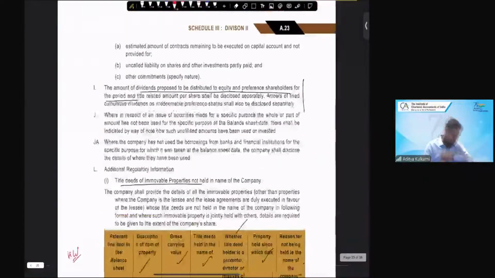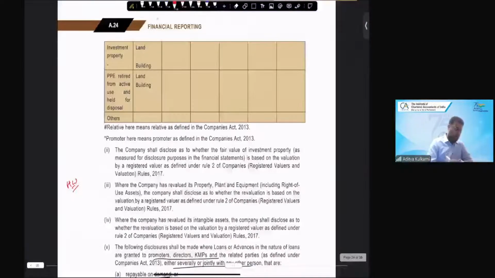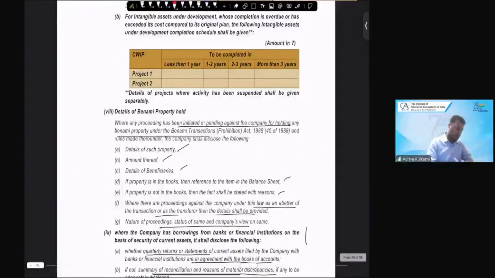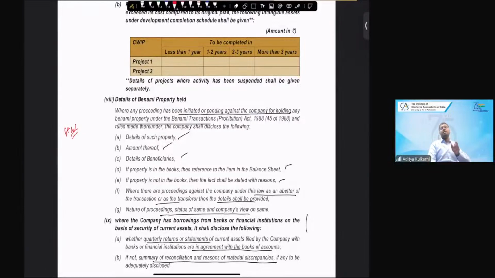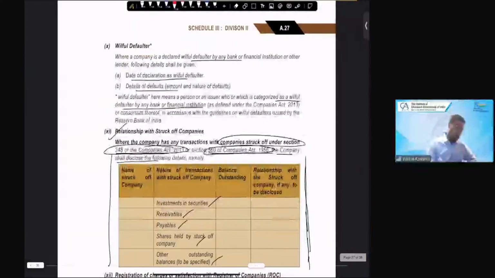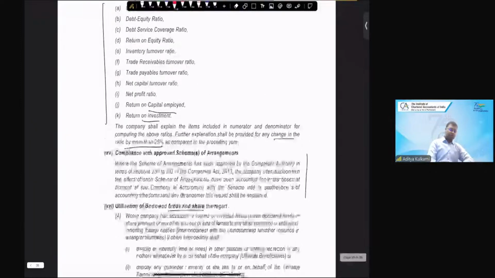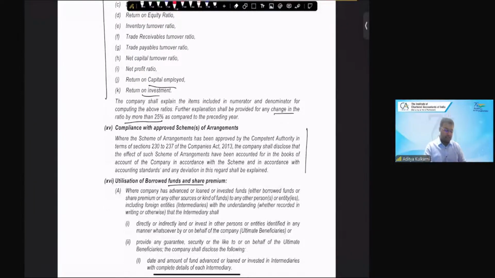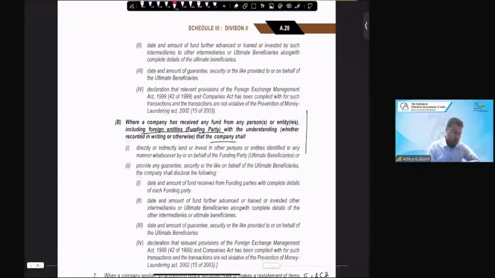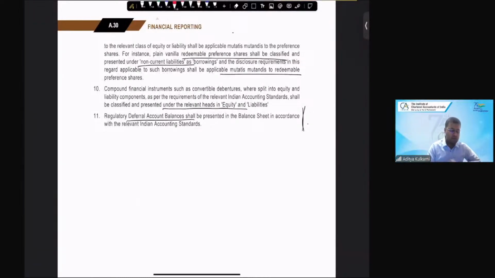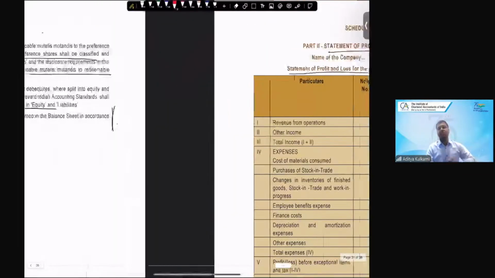Okay, all right. Now, regulatory information and all, you would have prepared at some point of time. So I'm just leaving these particular categories for homework. Benami properties held, property not in the name of the entity. All these things you will mention separately. Okay, so that takes care of your disclosures. Certain ratios are there; those ratios you will have to disclose. Compliance with approved scheme of arrangements, borrowed funds, where a company has received any fund from any persons. Okay, so this is all what you will have to disclose. Okay, so that takes care of your balance sheet.